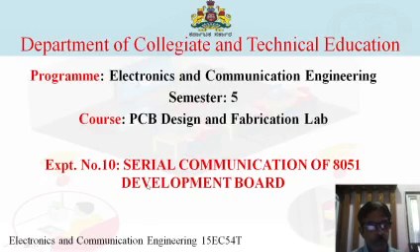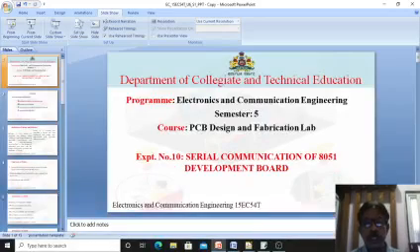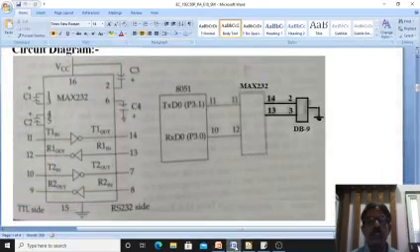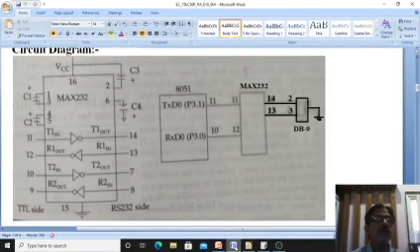For 8051, what is serial communication? I will show you the circuit diagram. This is the circuit diagram for serial communication. It requires a MAX232 IC, 16 pin IC. Then I require a DB9 connector, a 9 pin connector. Then I require 2 pins which come from the 8051 microcontroller, so I require a 2 pin connector for this purpose. One is coming from pin number 11 of the 8051 microcontroller and the other will come from pin number 10. For this I have to take a 2 pin connector.